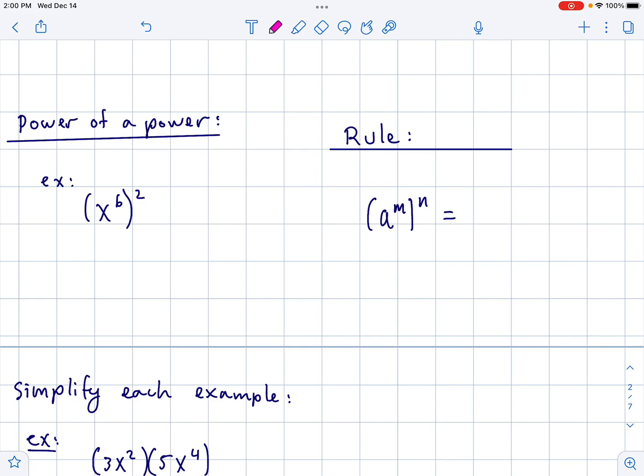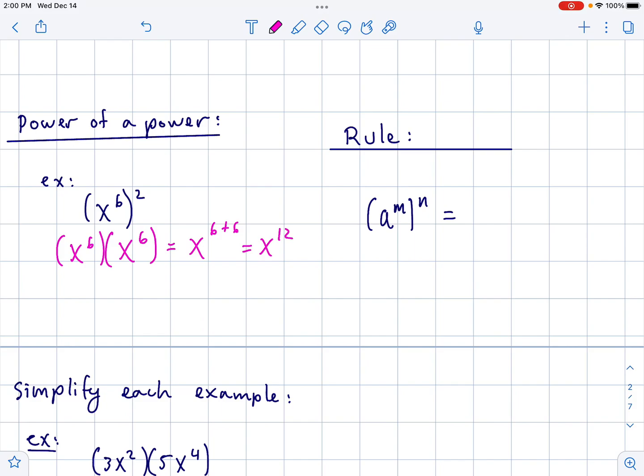Next rule, power of a power. If you have two powers stacked like this, the expanded version of this is to have x to the 6th times itself, which you could expand all those, but we already have the rule that if you're multiplying two things with the same base, you add their exponents. So this is x to the 6th plus 6, which is x to the 12th.